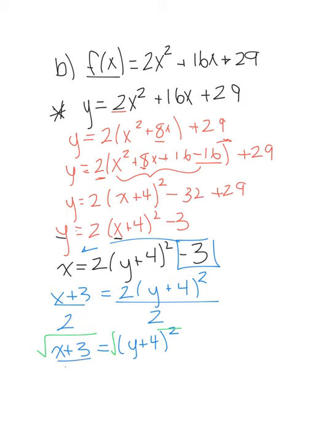The next thing that we're going to be doing is taking the square root of both sides. This will get rid of the squared that we're looking to get rid of in the right-hand side over here. So what we'll be left with is the square root of (x plus 3) divided by 2 is equal to y plus 4.